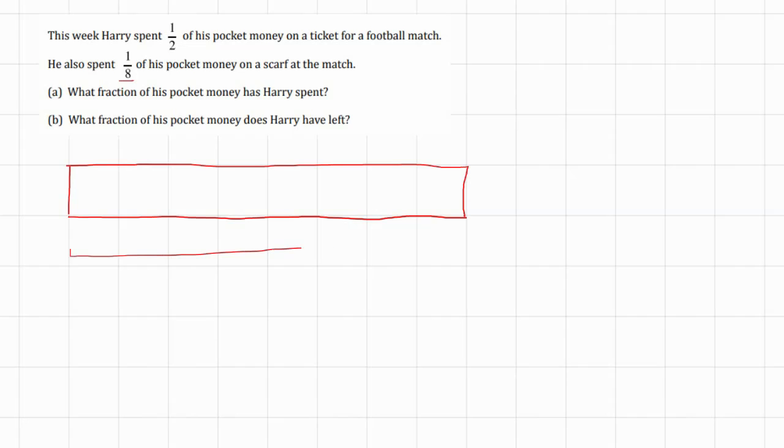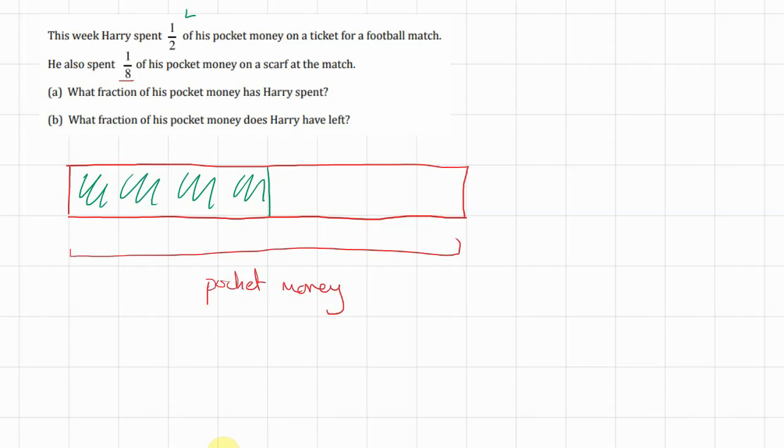This whole bar represents his pocket money. So if he spends a half of it on a ticket for a football match, well, a half of it would be right here. So he spends 1, 2, 3, 4 eighths, which is the same as a half, of his pocket money on a football match ticket. So this is a ticket. He spends 1/8, so one of these, on a scarf. Scarf, can't spell today.